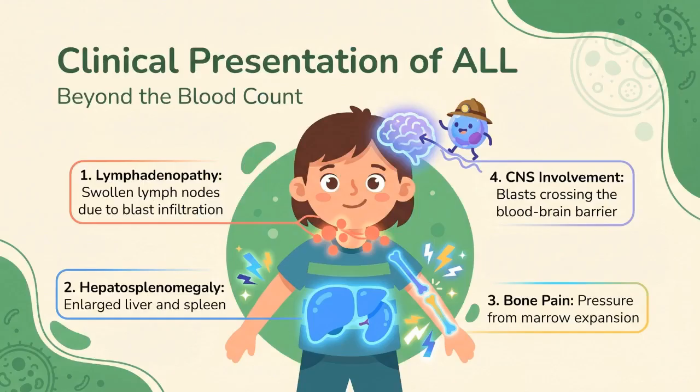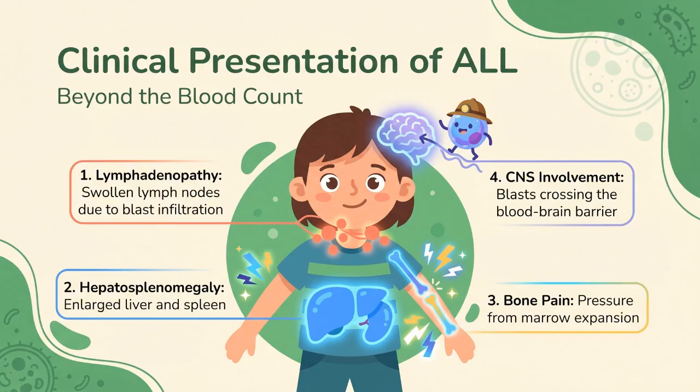Here, we're looking at common clinical presentations of acute lymphoblastic leukemia, which often extend beyond just the blood counts. Lymphadenopathy, or swollen lymph nodes, is a frequent finding because ALL involves the lymphoid lineage, and lymph nodes are central to the lymphatic system. Hepatosplenomegaly, an enlarged liver and spleen, also occurs commonly as these organs become sites of extramedullary hematopoiesis, or infiltration by leukemic cells.